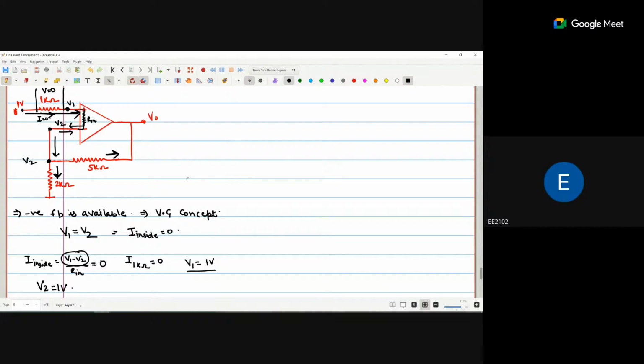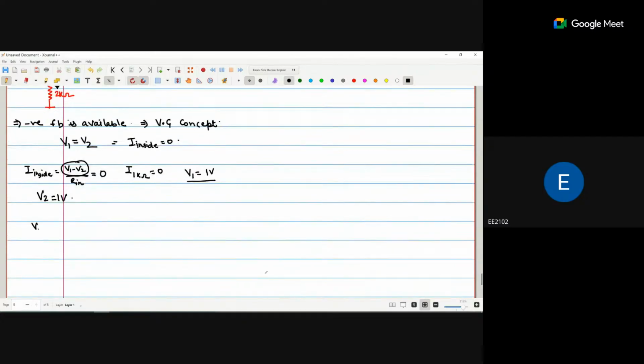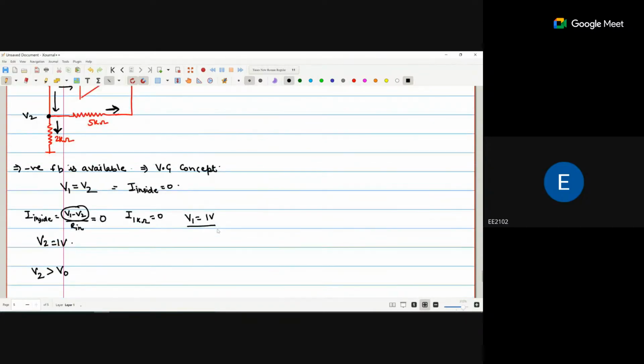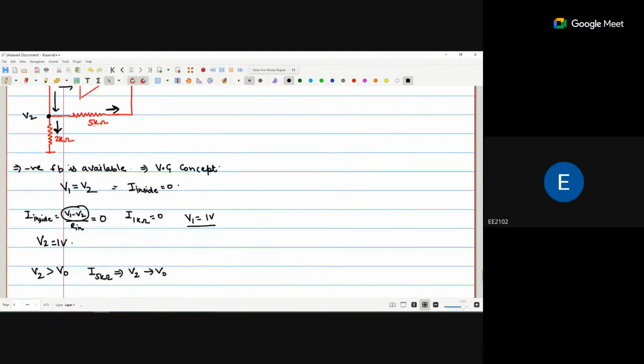Now there are two conditions. If V2 is greater than V out, the direction of current across the 5 kilo ohm resistance will be from V2 to V out. I am only explaining the direction, because current always flows from the higher potential to the lower potential. If V2 is greater than V0, the current across the 5 kilo ohm will be toward the output direction.